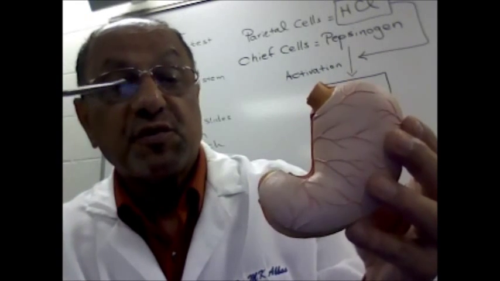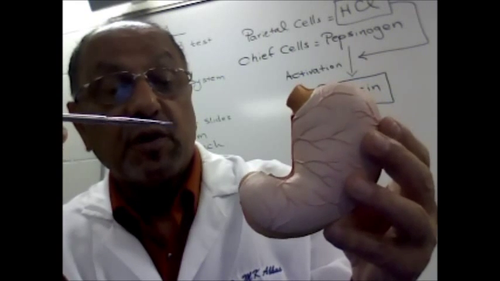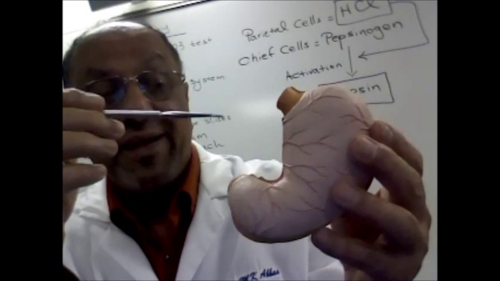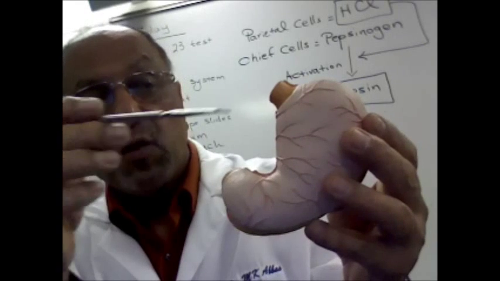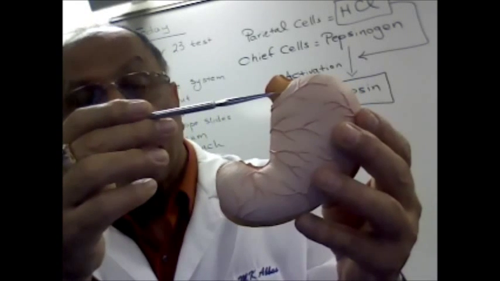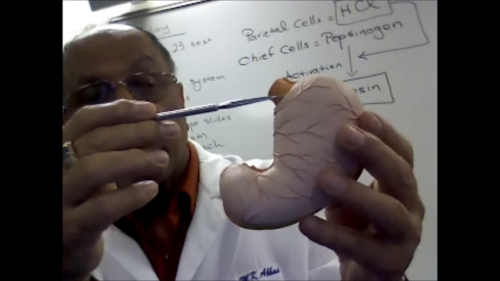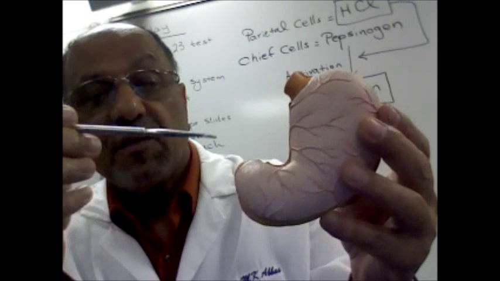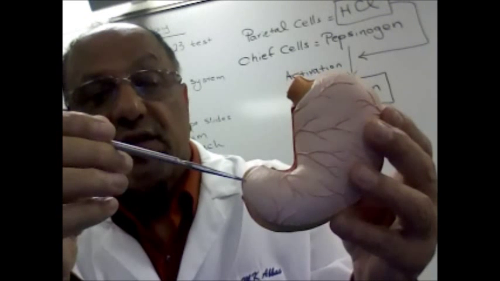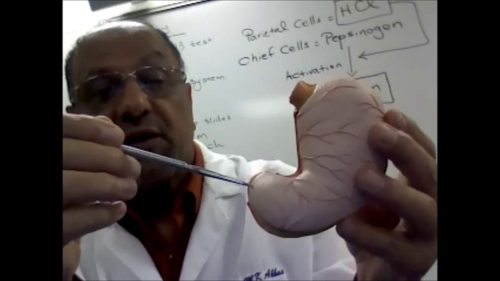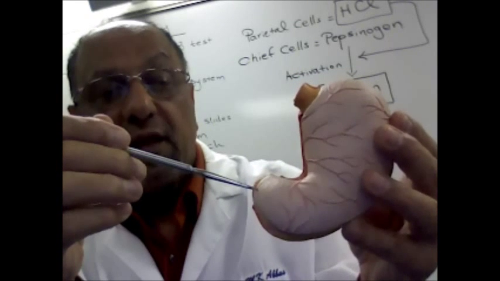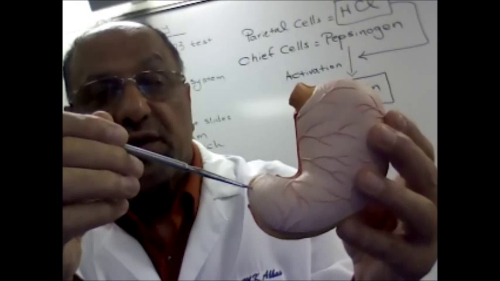There are also two sphincters associated with the movement of the food in and out of the stomach. One sphincter is near the esophagus, and that's the cardiac sphincter. And the other sphincter is near where the stomach connects to the small intestine, and that is the pyloric sphincter.